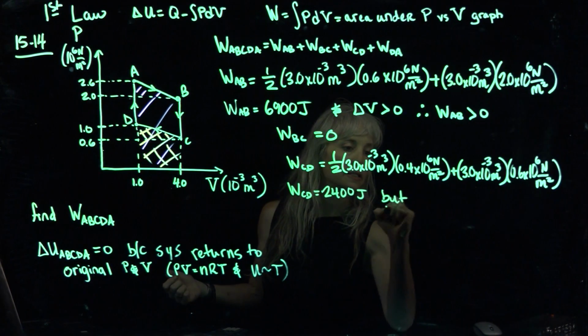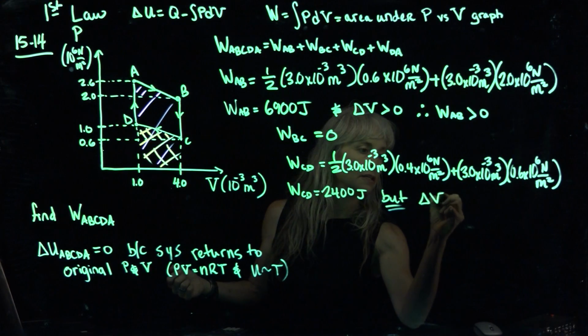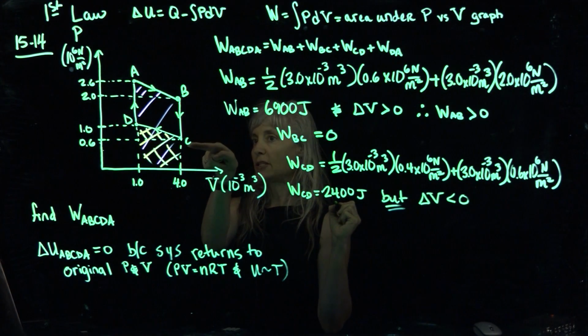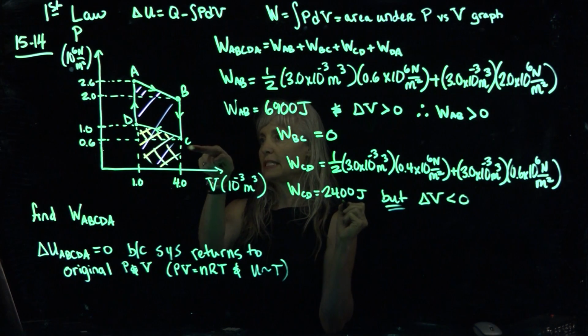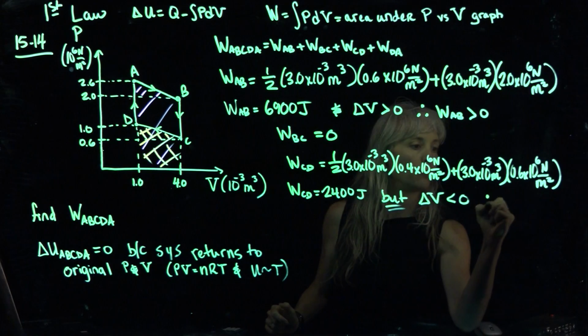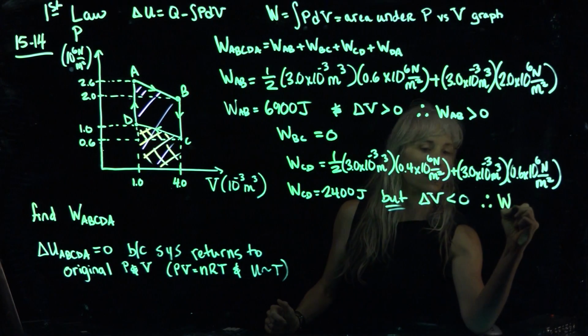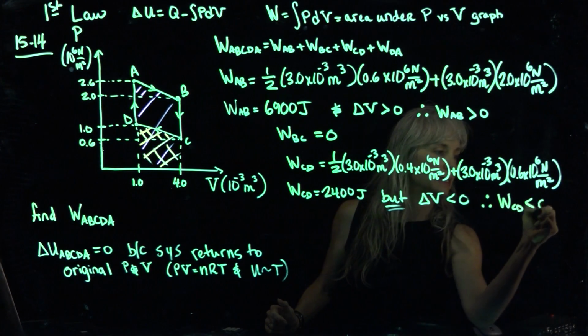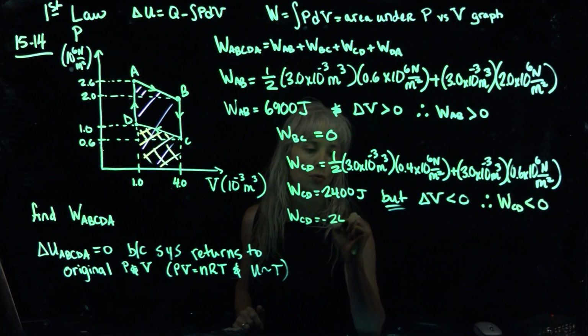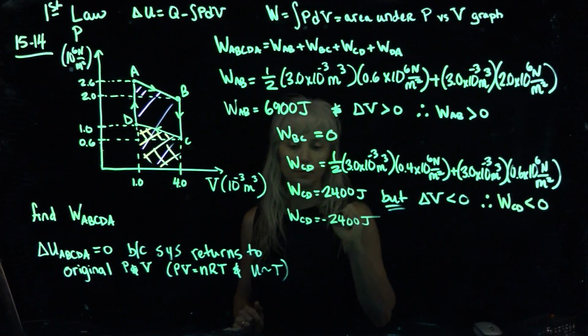But delta V is less than 0. As the gas or the system moves from C to D, the volume is decreasing. Therefore, the work from C to D is less than 0. So we can write the work from C to D as a minus 2,400 joules.